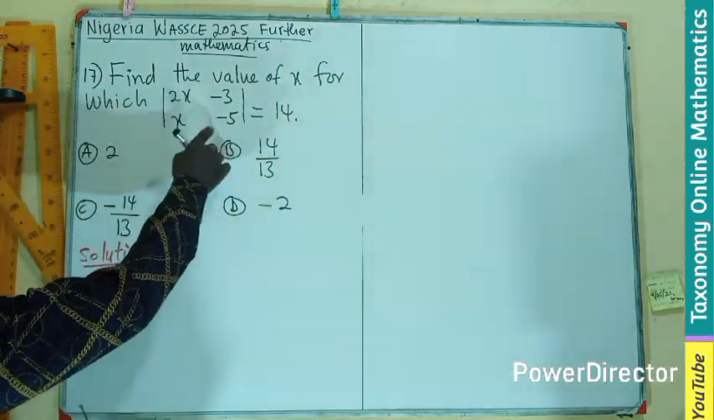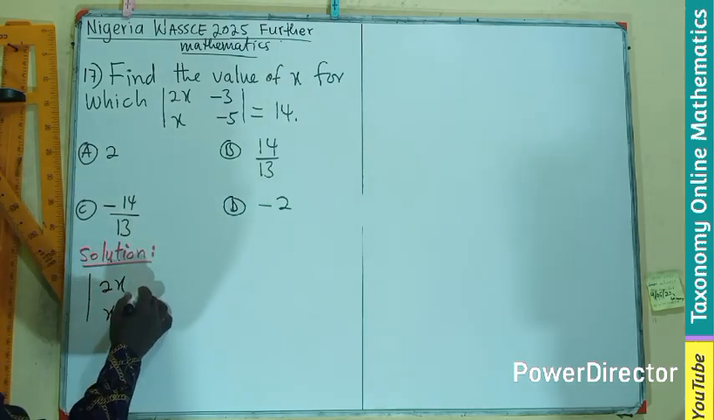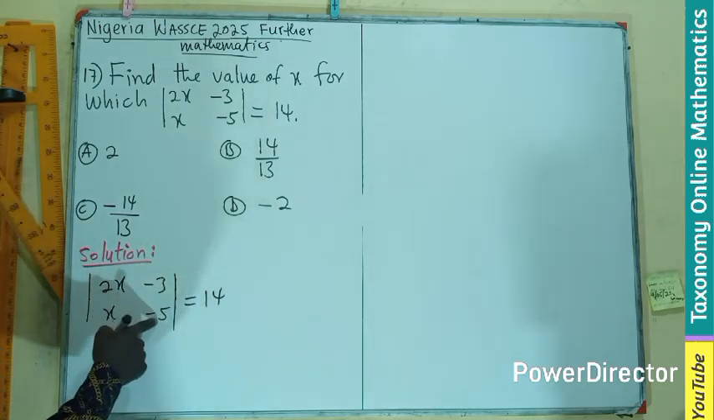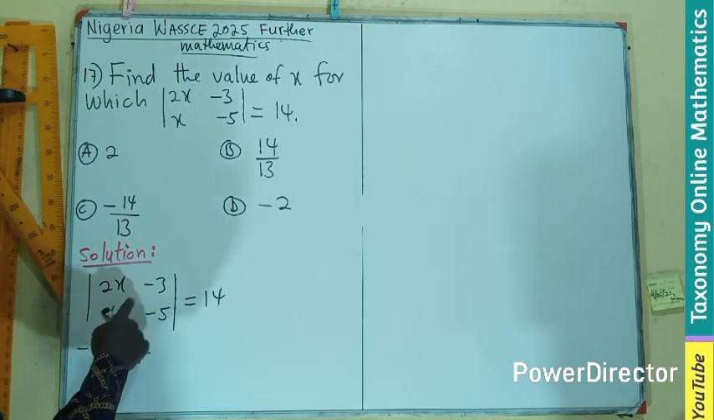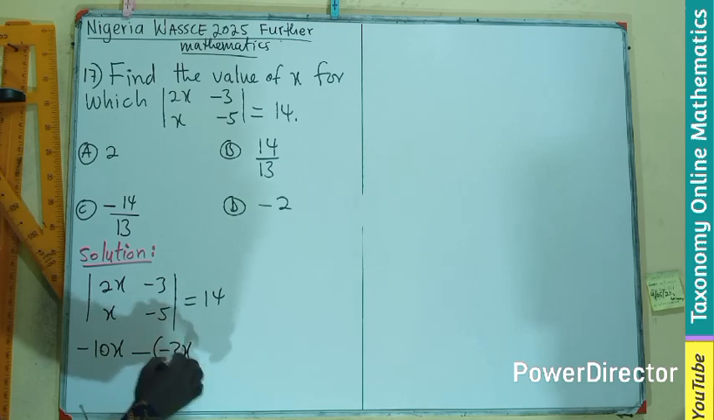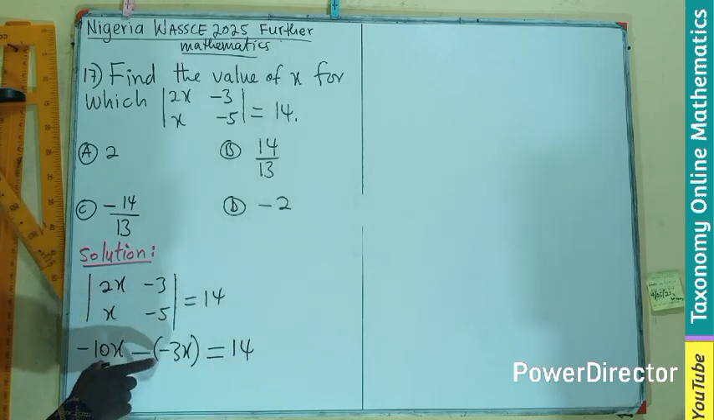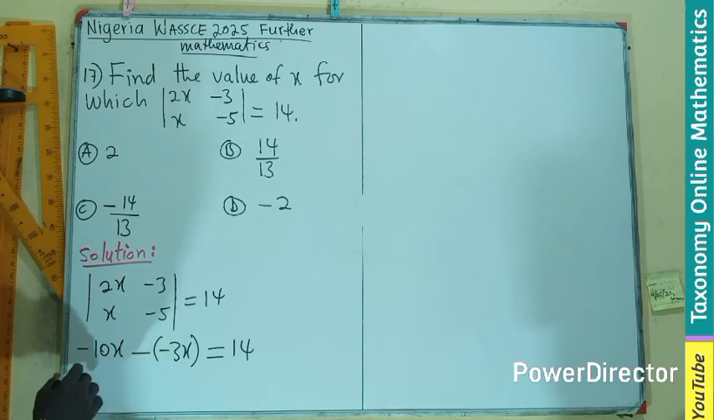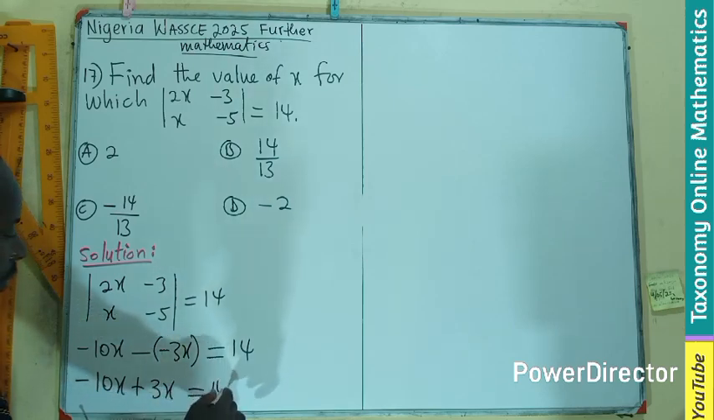So if I find the product, let me rewrite this as 2x x minus 3 minus 5 equals 14. So the leading diagonal will be minus 10x minus the other diagonal, which will also be minus 3x, as in this multiplying. This result is the one giving us 14, the determinant. This bar shows that we are talking about the determinant. Then this becomes minus 10x, negative times negative, positive 3x equals 14.